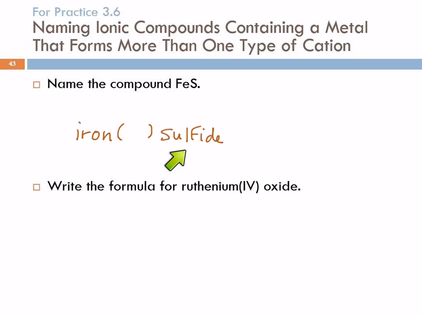So we've got iron something sulfide. Then we need to look at the different ions. Here we just have one of each. And we're going to look at the charge on the sulfur, which is 2 minus. So the total negative charge is minus 2. And the total positive charge has to be the same number, because plus 2 and minus 2 add up to 0. That's what we're looking for.